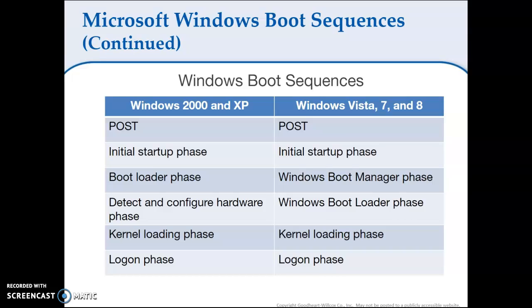Now, the operating system boot sequence: if we take a look at the right column, which is what most of us are going to be experiencing because we're using operating systems such as Vista, 7 and 8 versus Windows 2000 and XP, we're looking at the POST, which is step number 1, also known as the power on self-test. There's the initial startup phase, the Windows Boot Manager phase, the Windows Boot Loader phase, the kernel loading, as well as the logon phase. We will be going through each of these steps in class discussions as well as activities to get you familiar with how each of these steps work and what happens in each of them.